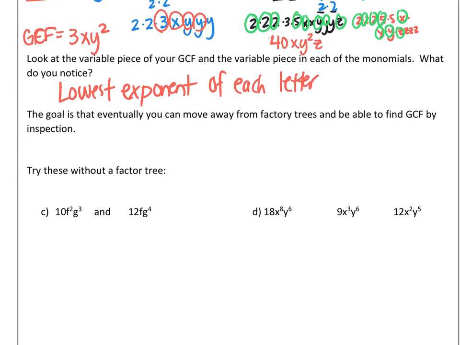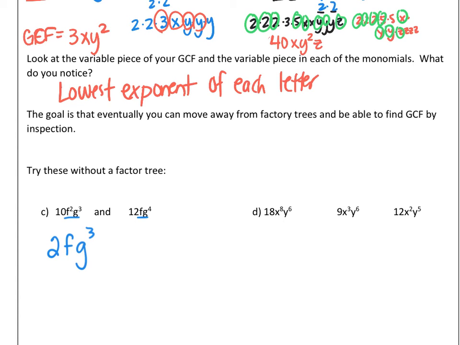Eventually, we want to move away from having to draw a factor tree. So let's think about this first. And if you need help with your times tables, I've got timetable charts for you, but we want to know what goes into both 10 and 12. So 2 does. I don't think we can go any higher, so we can take out a 2. And then we want to take the lowest of our letters, right? So the lowest is a single f and a g cubed.